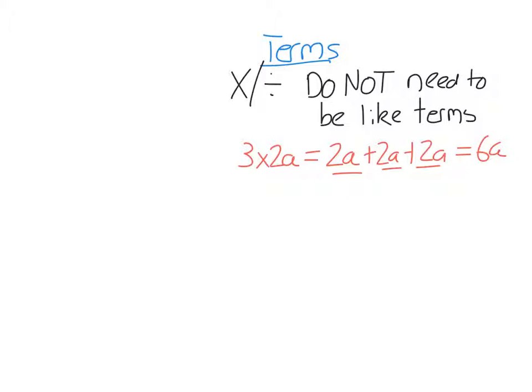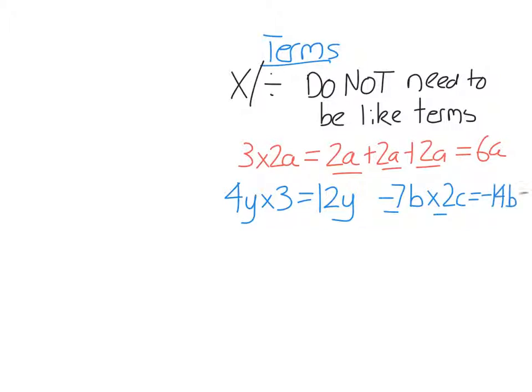So in this case, similar to when we added and subtracted, you just operate on the numbers in front. So 3 times 2 is 6, and then I write the a. So if I have something like 4y times 3, I just go 4 times 3 is 12, and then write the y. Let's say I have negative 7b times 2c. So I go negative 7 times 2, and then I write the letters b and c.